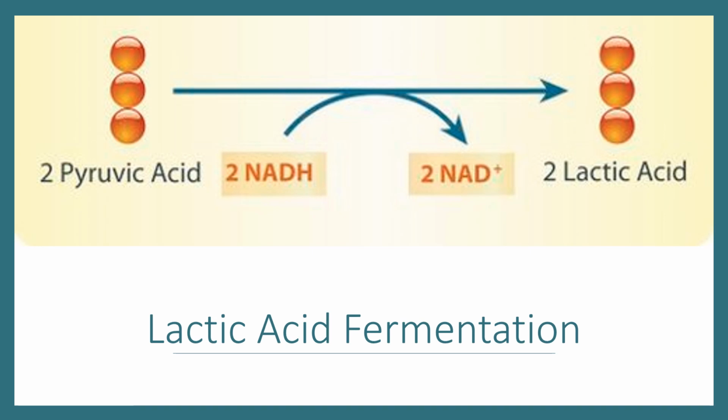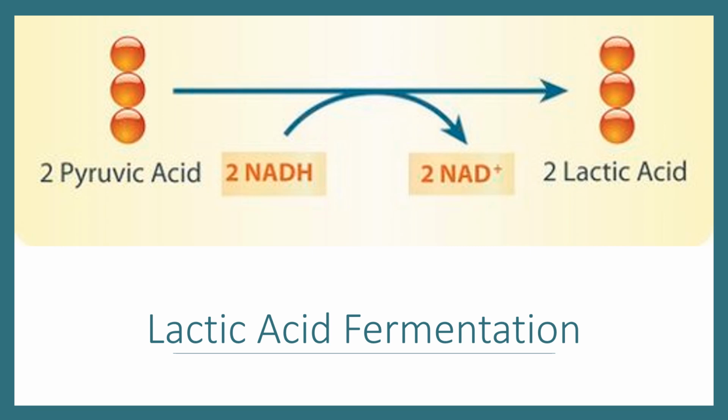In lactic acid fermentation, pyruvic acid from glycolysis changes to lactic acid. So remember, in glycolysis we start with glucose, and in glycolysis glucose is split in half to form pyruvic acid. Now, if oxygen's not present, that pyruvic acid cannot enter into the mitochondria. So it'll stay in the cytoplasm and it's going to ferment.